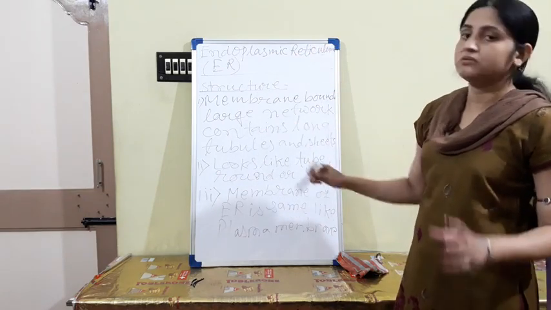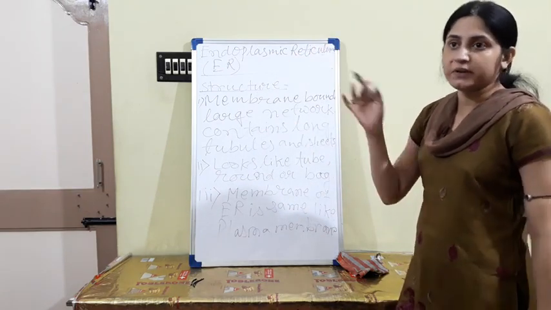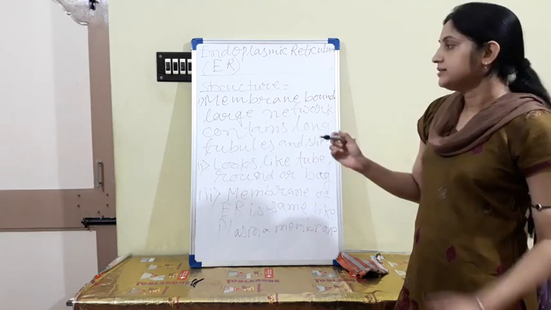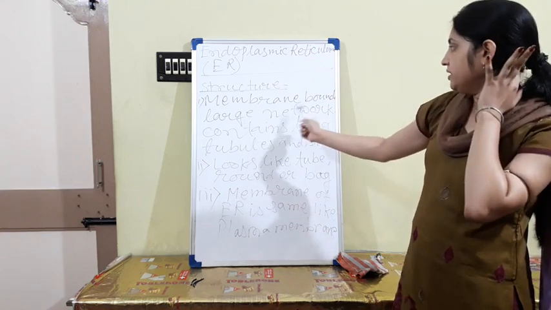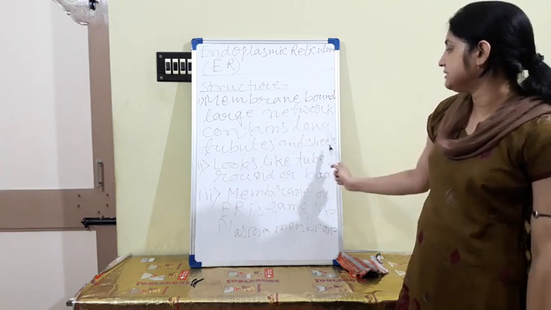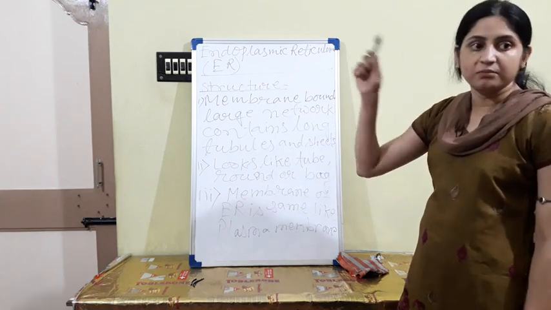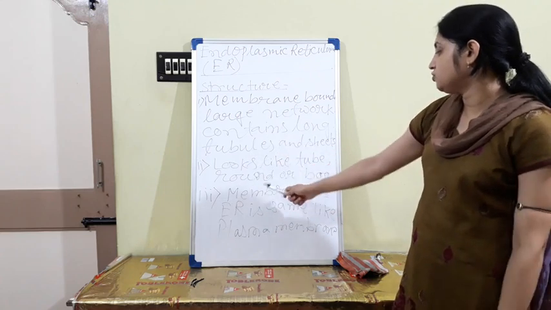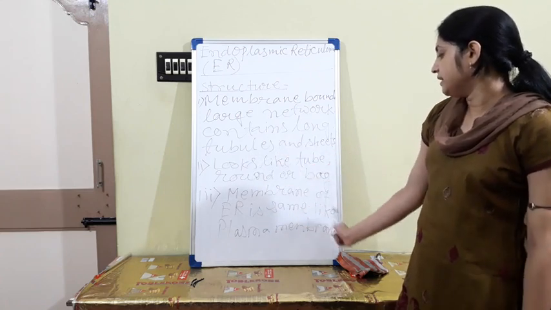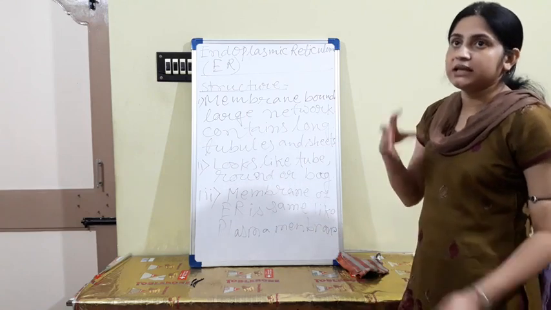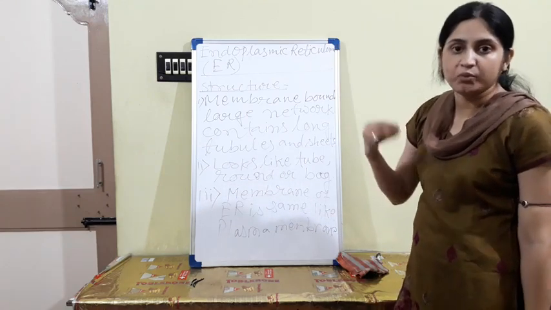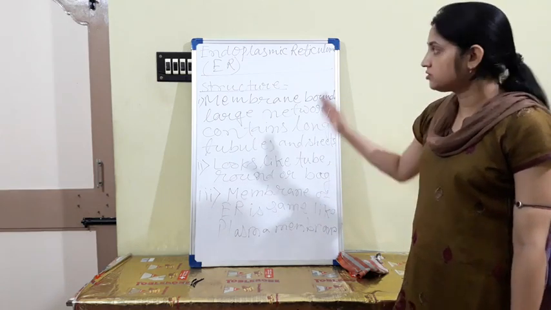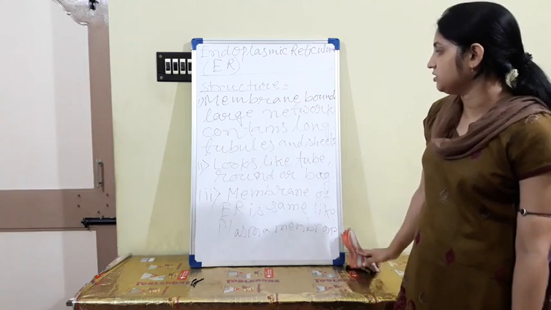First one, a membrane bound large network all over the cell. It is spread here and there, looking like tubule like structures and sacs. Sacs means membrane like structures. It may be tube, round, or bag like structure. The membrane of ER is the same as the plasma membrane, made of protein and lipid, a bilipid layer structure. So this is the main structure of endoplasmic reticulum.